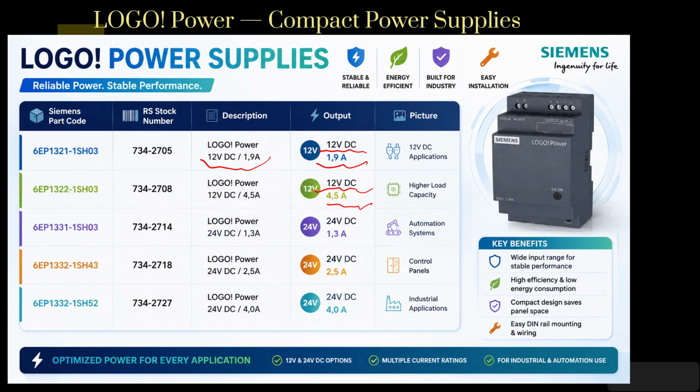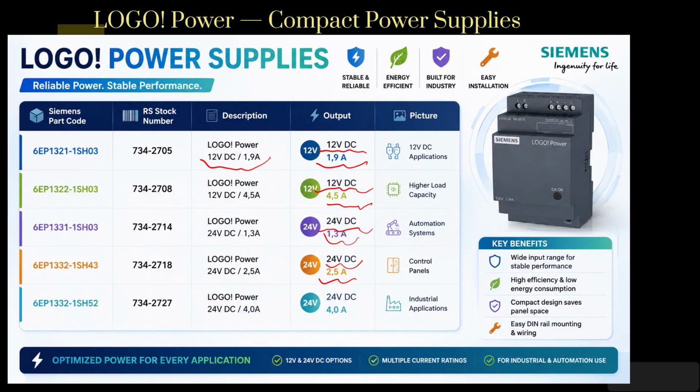The third one is a LOGO!Power 24 volt, and the current is 1.3 ampere. As we can see here, the output voltage is 24 volt DC and the current is 1.3 ampere. In the next generation of the 24 volt power supply, the current is increased up to 2.5 ampere, with the same output voltage of 24 volt DC.